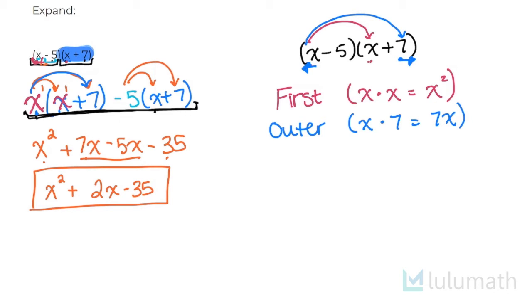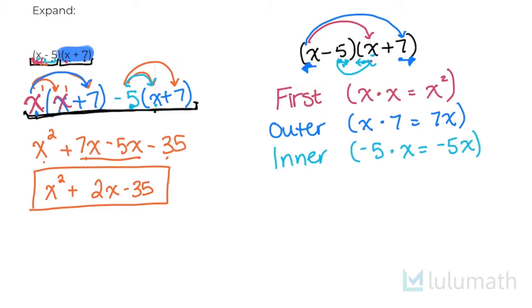Okay? Then we took this negative 5 that you see here and we multiplied it through to this x right here. So next thing we did was we looked at our innermost terms. Negative 5 is the innermost term on the left side, and x is the innermost term on the right side. So next thing we did was inner. So negative 5 times x is negative 5x.